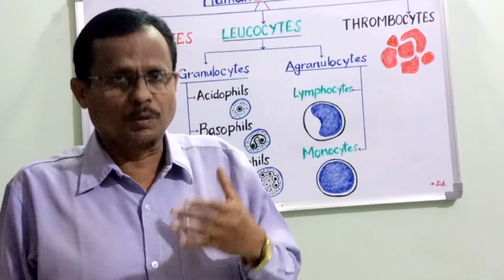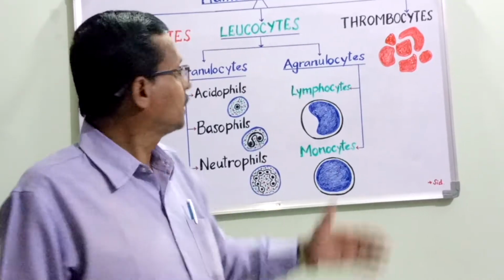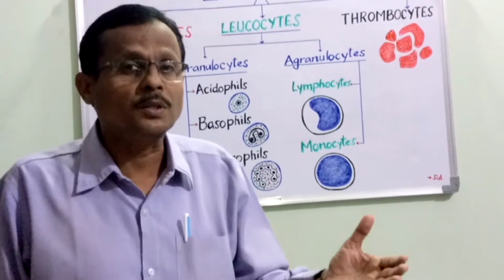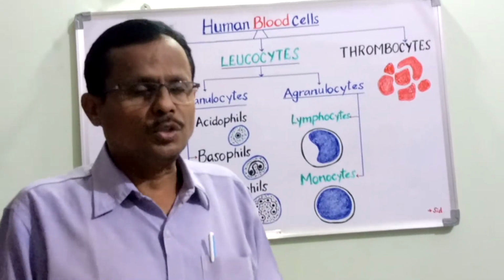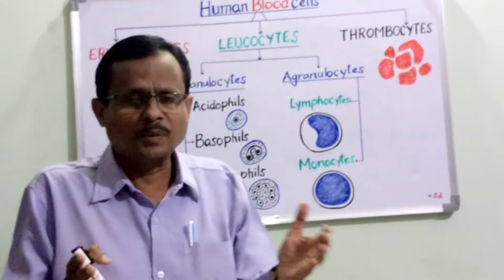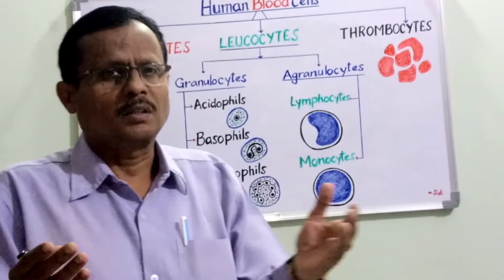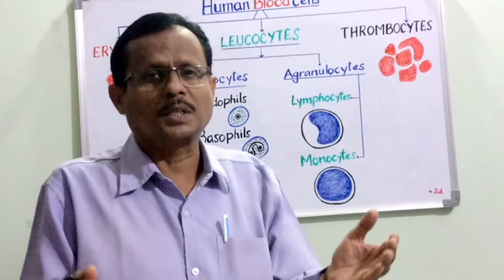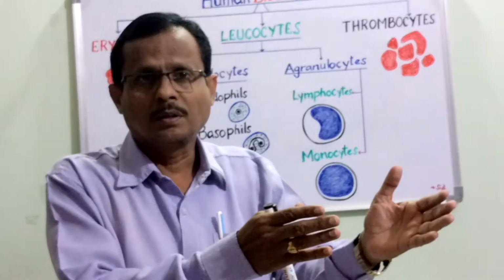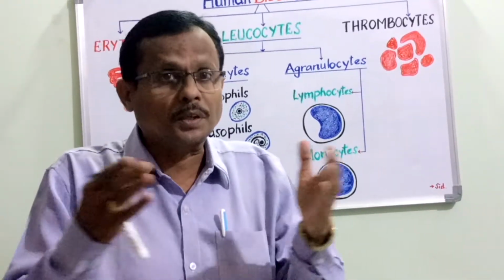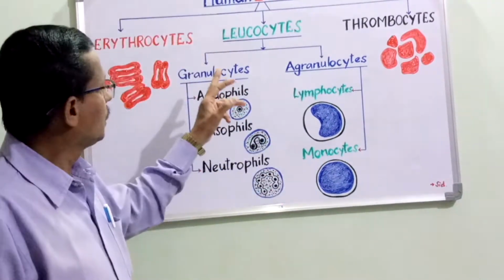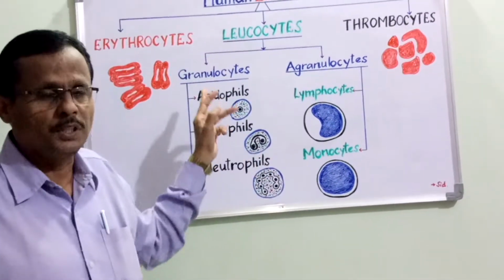In a normal individual, the leukocyte count is very low compared to that of a person who is infected. So these are required in lesser quantities. Normally they are present in a minimum quantity. Whenever they are required, that is when there is some infection, there is an increase in the number of these leukocytes. Now let us examine each and every type of these granulocytes.